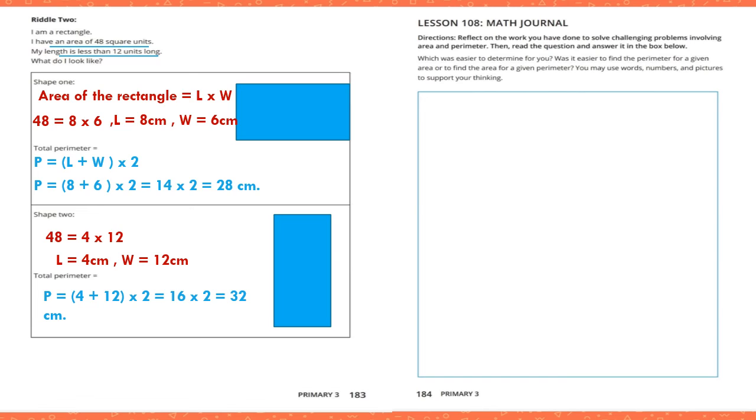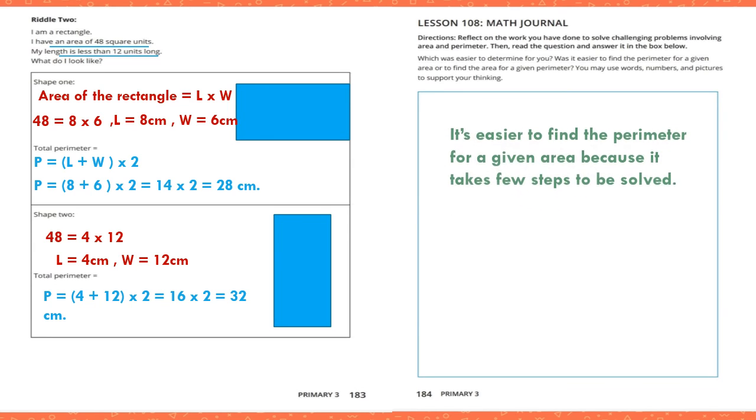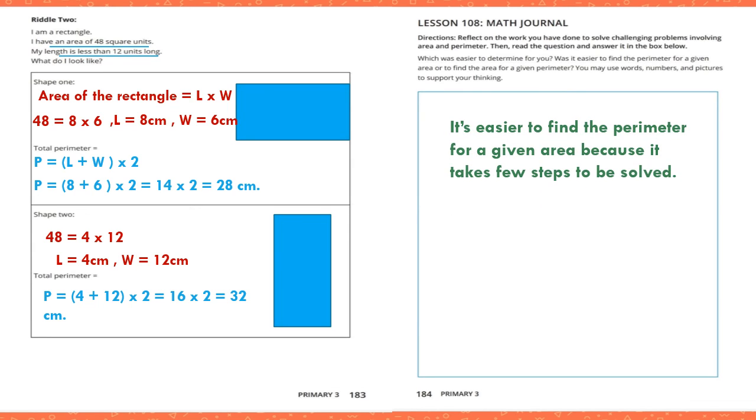Now let's move to the math journal. Which was easier to determine for you? Was it easier to find perimeter for a given area or to find an area for a given perimeter? It's easier to find the perimeter for a given area because it takes a few steps to be solved.